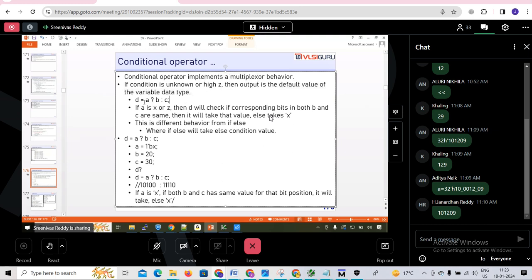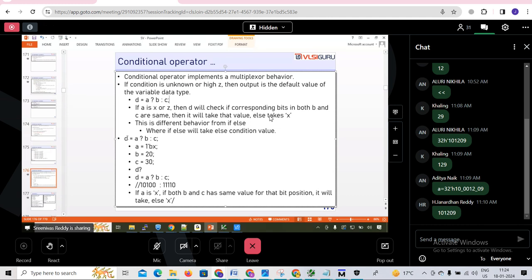Let's say in this case, D equals A conditional operator B colon C. If A is either X or Z, A means the condition, then D will check if the corresponding bits in both B and C are the same. If so, it will take that value, else it takes X. This is different behavior from if else, where if else will take the else condition value.